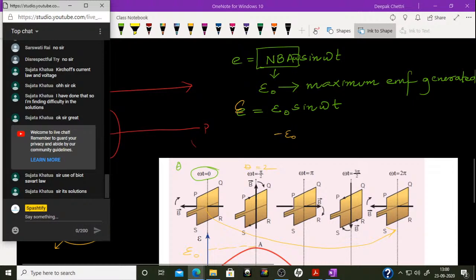Do you have any numerical problems that you are doing? If you are doing any numerical problems and you are not getting the answer, you can send me those numerical problems, then I will give you the solutions.